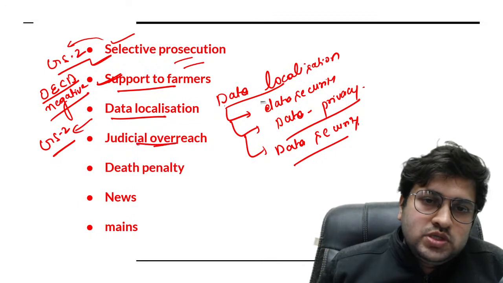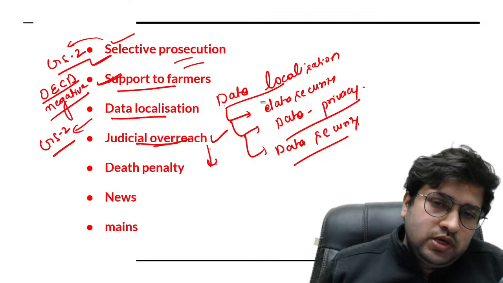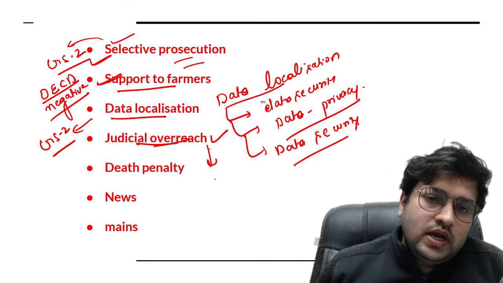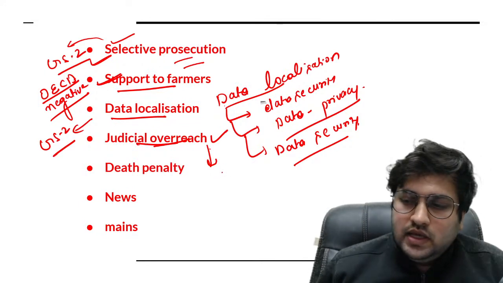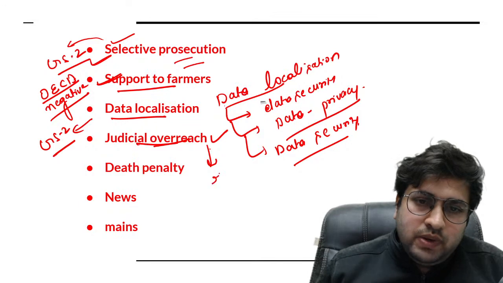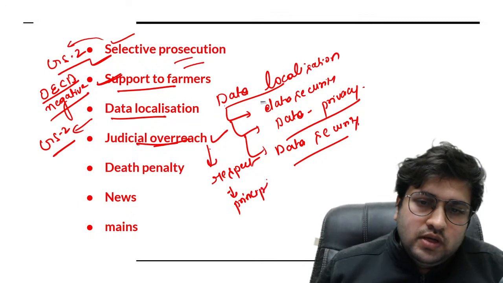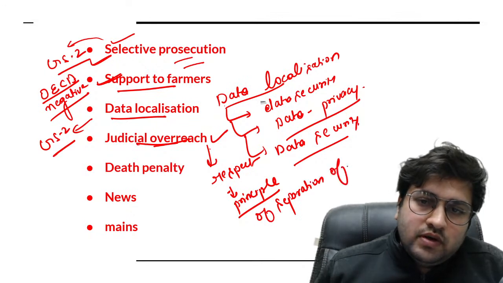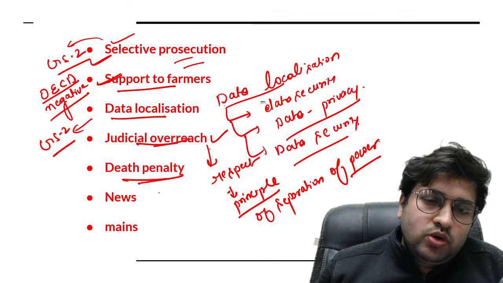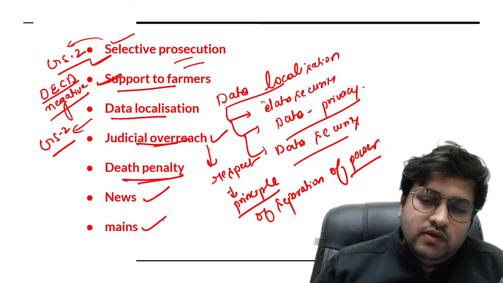Next is about judicial overreach. This is also a very important topic. It is the responsibility of the judiciary, executive and legislature that they define, follow and respect the principle of separation of power. It is again a very important principle, so there is need to focus on this as well. Then we will discuss death penalty. There are a few news items, and in the end I will give you the mains question.